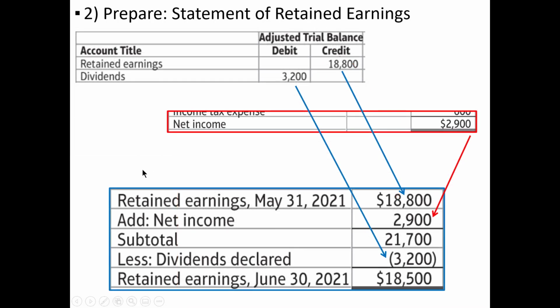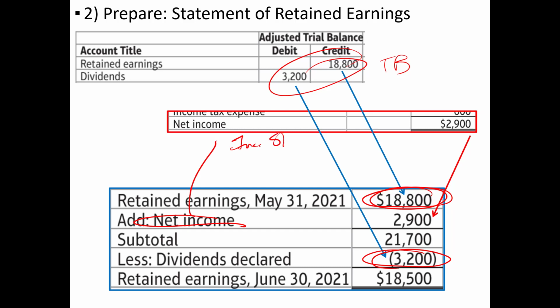Statement of retained earnings. The balances from the trial balance. There's your beginning retained earnings. There's your dividends. You pull in net income from where? The income statement. So you need to do the income statement first. If you don't do the income statement first, you won't know what to put in for your net income. So do the income statement first.